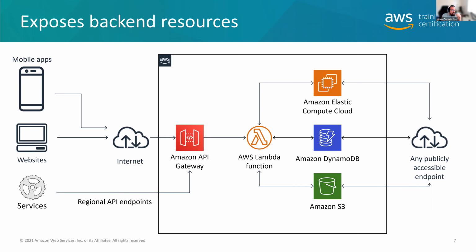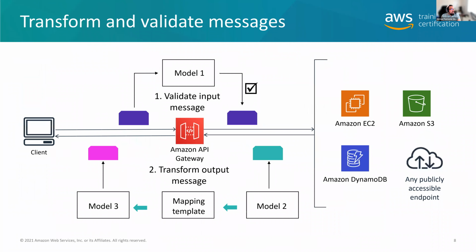This can expose backend resources through things like Lambda functions, and really any publicly accessible endpoint if you want to. It will transform and validate messages. So it'll validate inputs, it'll validate outputs, right? So this works great if you have a string of APIs on the back end, or just a string of services that you want to control access to. By the way, these can be third party. It doesn't all have to be AWS.